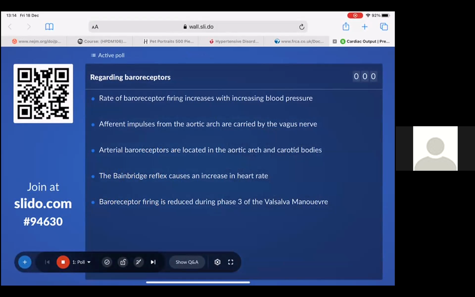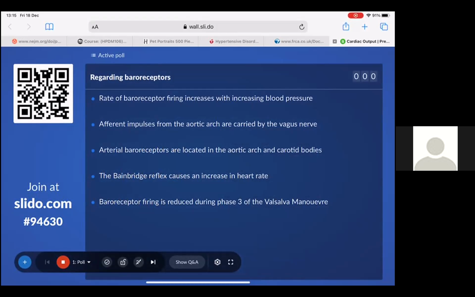Regarding baroreceptors, the rate of baroreceptor firing increases with an increase in blood pressure. That is true. Afferent impulses from the aortic arch are carried on the vagus nerve, and the carotid sinus is also a site. Arterial baroreceptors are located in the aortic arch and the carotid sinus.